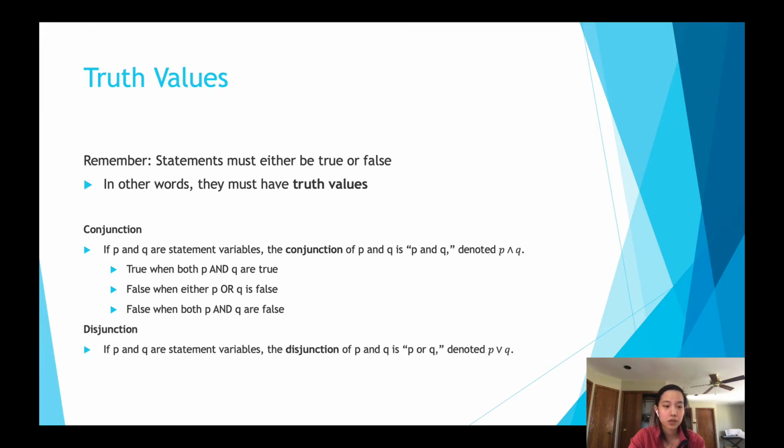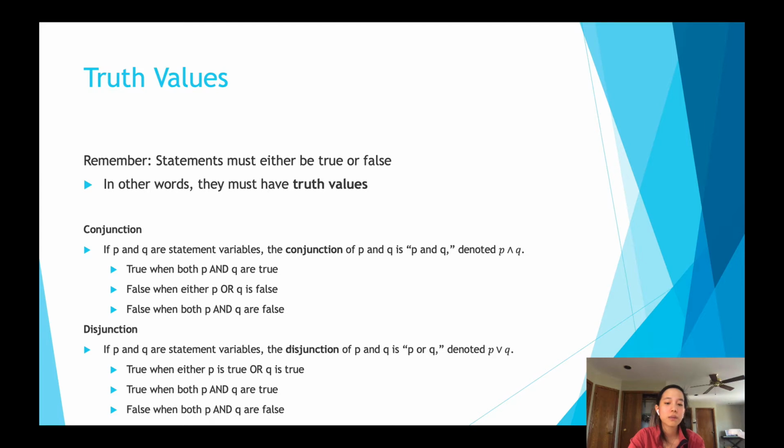Now let's talk about disjunction. If P and Q are statement variables, the disjunction of P and Q is P or Q. P or Q is true when either P is true or Q is true. P or Q is true when both P and Q are true. And lastly, P or Q is false when both P and Q are false.